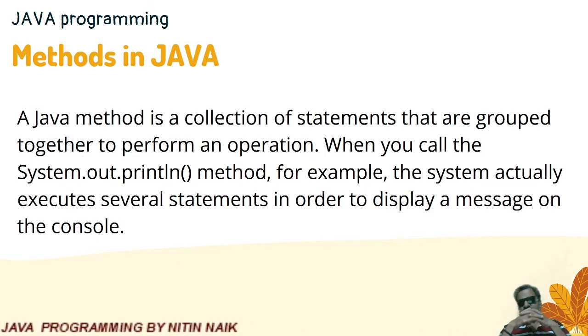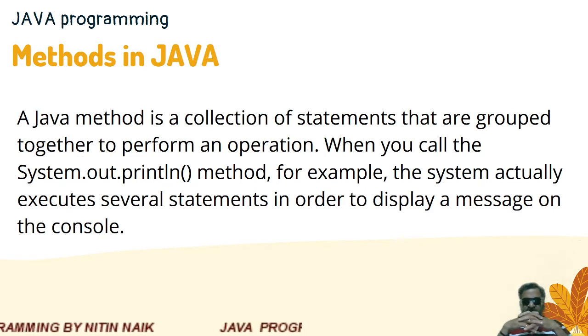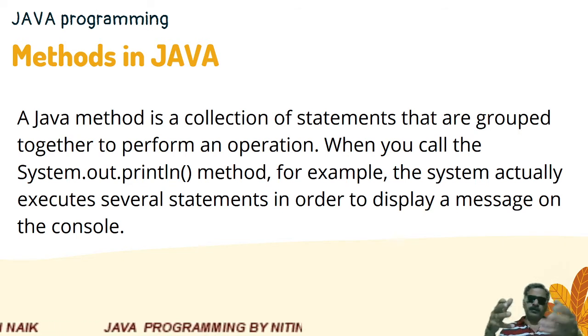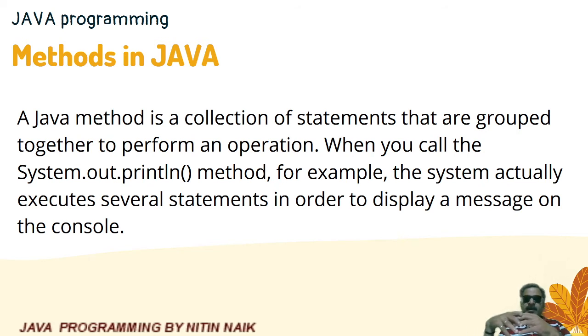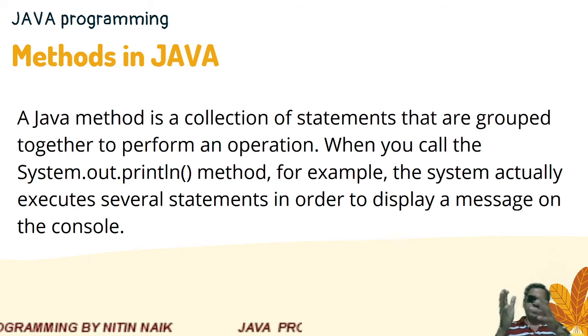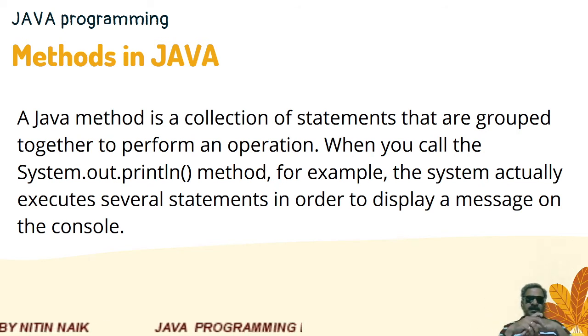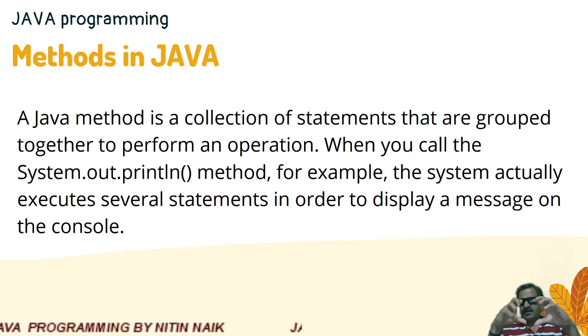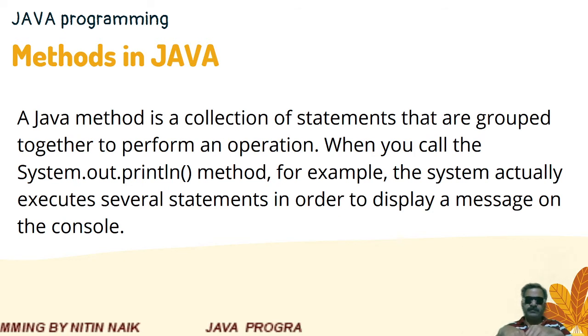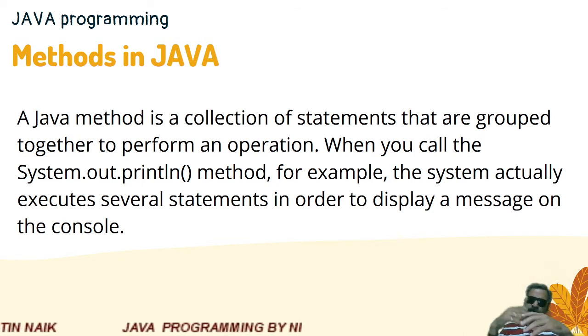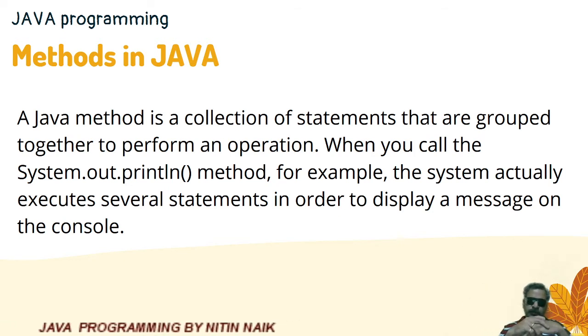Now methods. Method means what? Function in C++. A Java method is a collection of statements that are grouped together to perform an operation. Addition of 2 numbers, factorial of a number, Fibonacci series. For all these programs it is possible to write a separate function. क्या होता है सेपरेट फंक्शन यूज करने की वजह से? It is not necessary to write the code every time. Once you declare a function, you can call that function anywhere in your program.